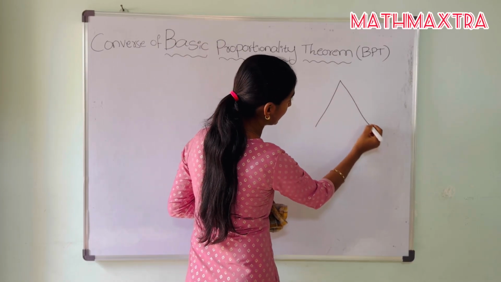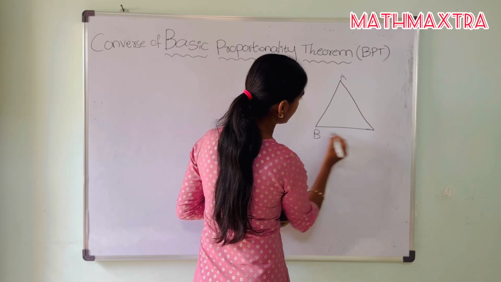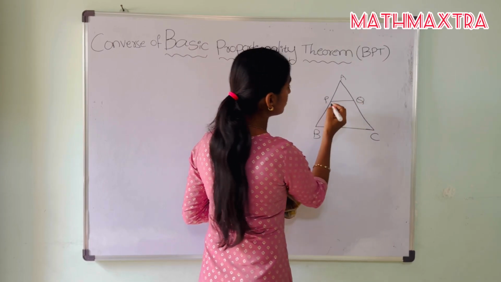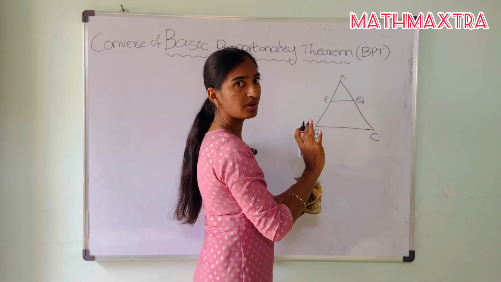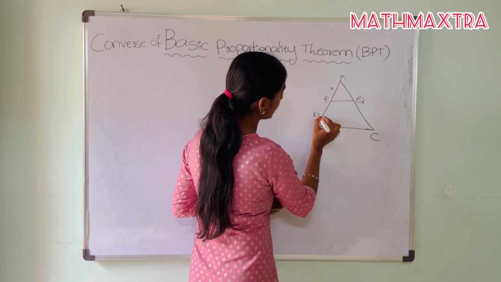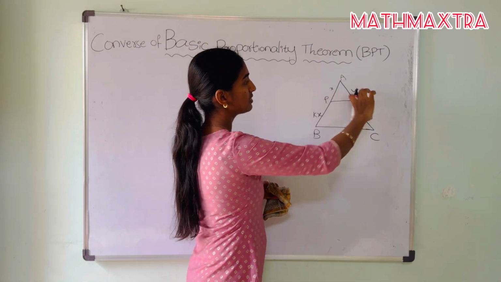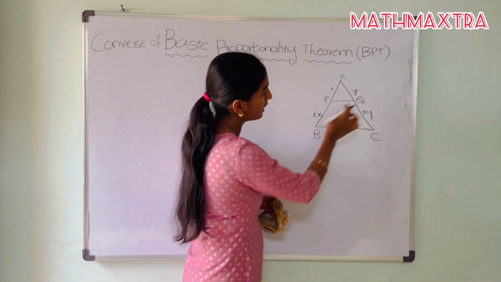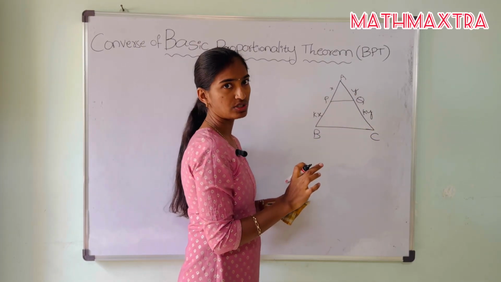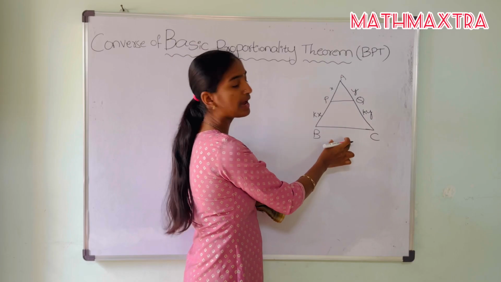You take one triangle. In this triangle, I am taking one line which is PQ. What is it doing? It is dividing the two sides in the equal ratio. Means if this is x, this is kx. If this is y, then this is ky. So what is the ratio of these two? x by kx, which is equal to 1 by k. y by ky, which is equal to 1 by k. These two sides are in the same ratio. If the ratio is the same, then this line PQ is parallel to BC.